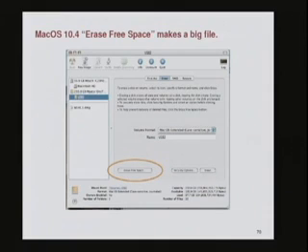Now, macOS 10.4, they said, oh, well, we'll deal with that problem. It's as if they're reading my presentations and fixing their operating system. They added this button to the disk utility. It says erase free space.